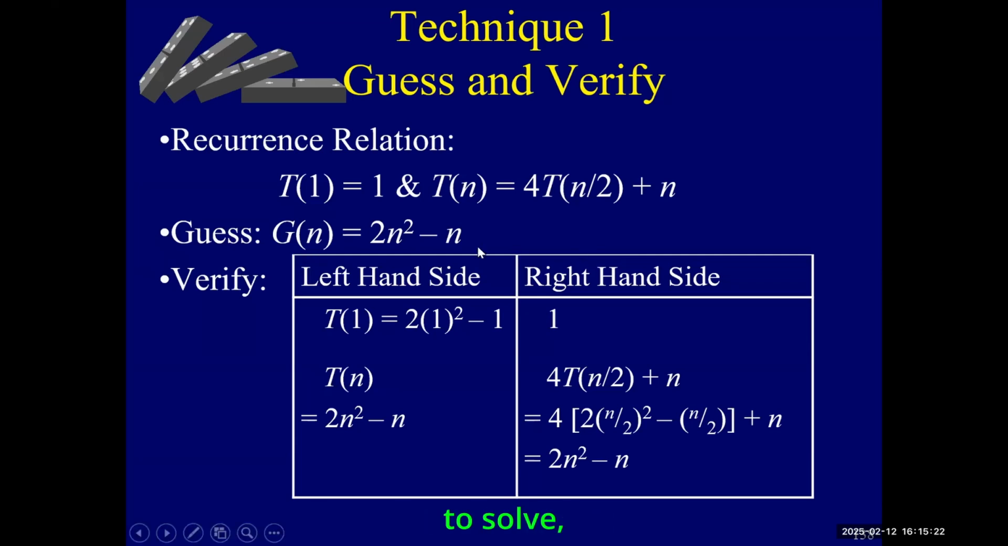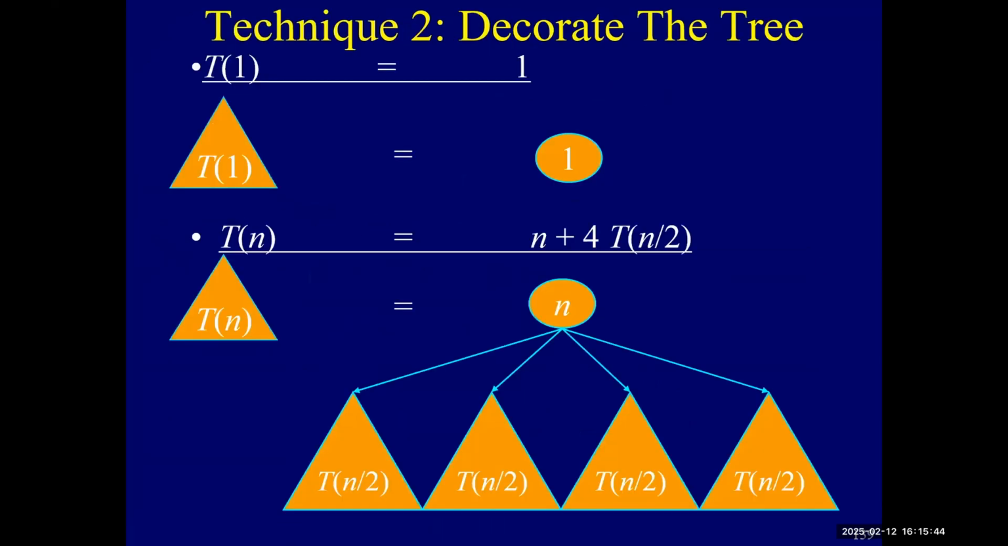So here I'm trying to solve this recurrence relation. I have a equals 4 friends. I cut each input in half, so b is 2. f of n is just linear, right? So there's your equation, and we can guess a solution, plug it in, and see that it works. So that is the solution, but we don't know how to guess.